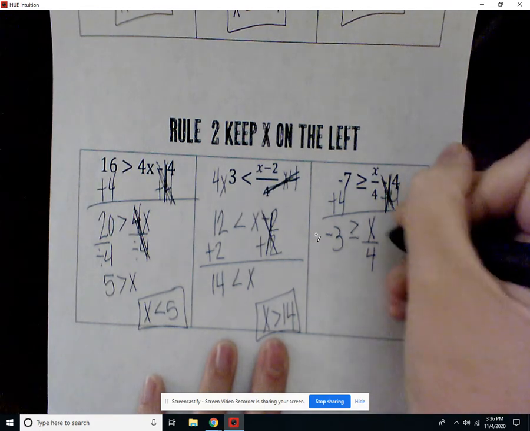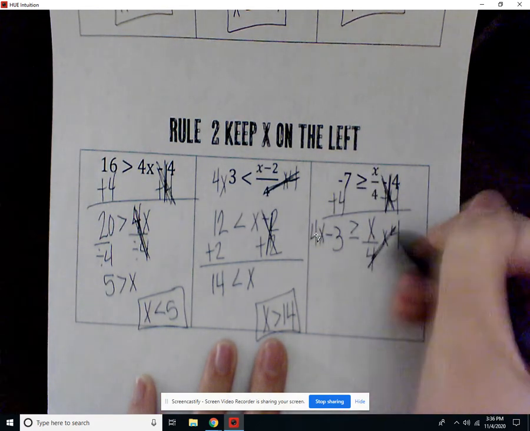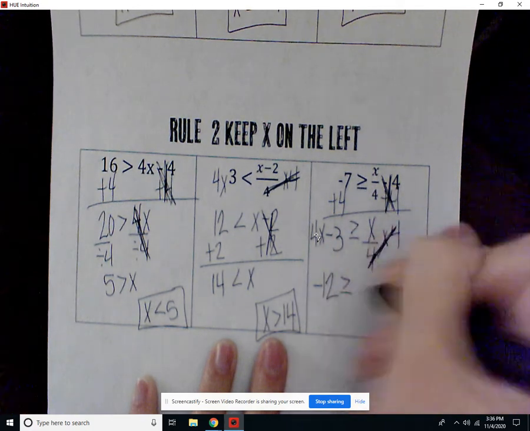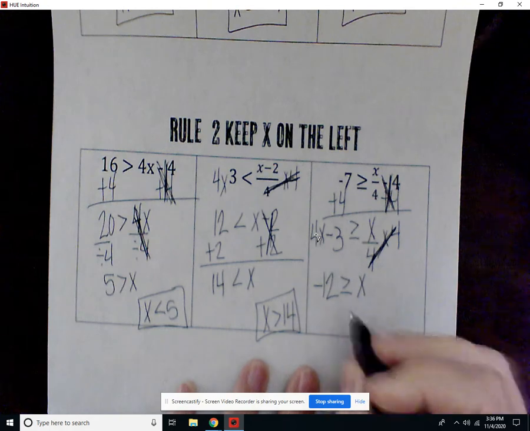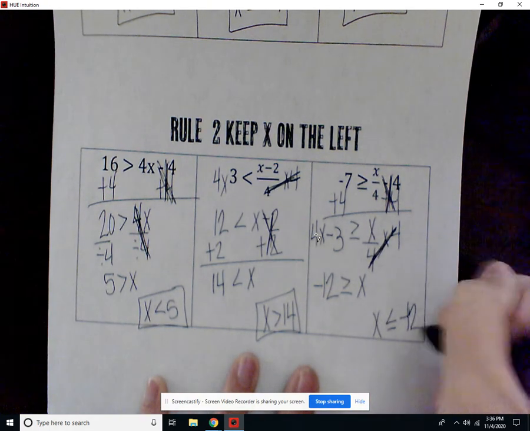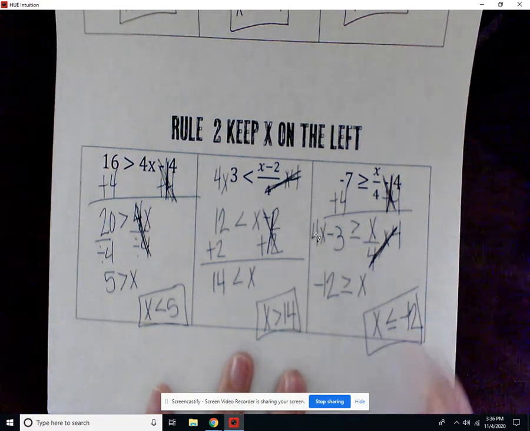So x over 4, we're going to times both sides by 4 to get rid of the fraction. 4s will cancel. 4 times negative 3 is negative 12. And x, so again, we're going to rewrite it. So x, flip your arrow the other direction, and then negative 12. So x is less than or equal to negative 12.